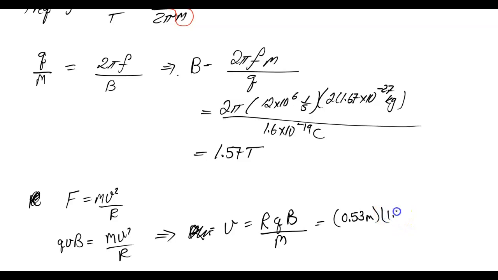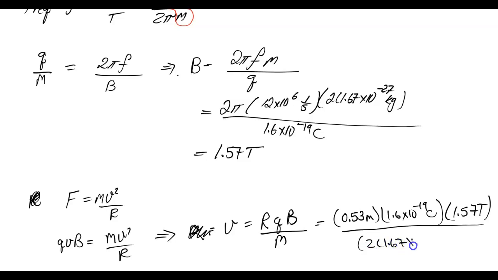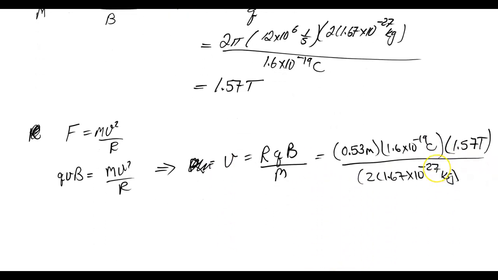The charge of a proton is 1.6 times 10 to the minus 19 coulombs. The magnetic field we just found was 1.57 Teslas. And the mass again is twice that of a proton. And if we do this, we get a speed of 3.99 times 10 to the 7th meters per second.